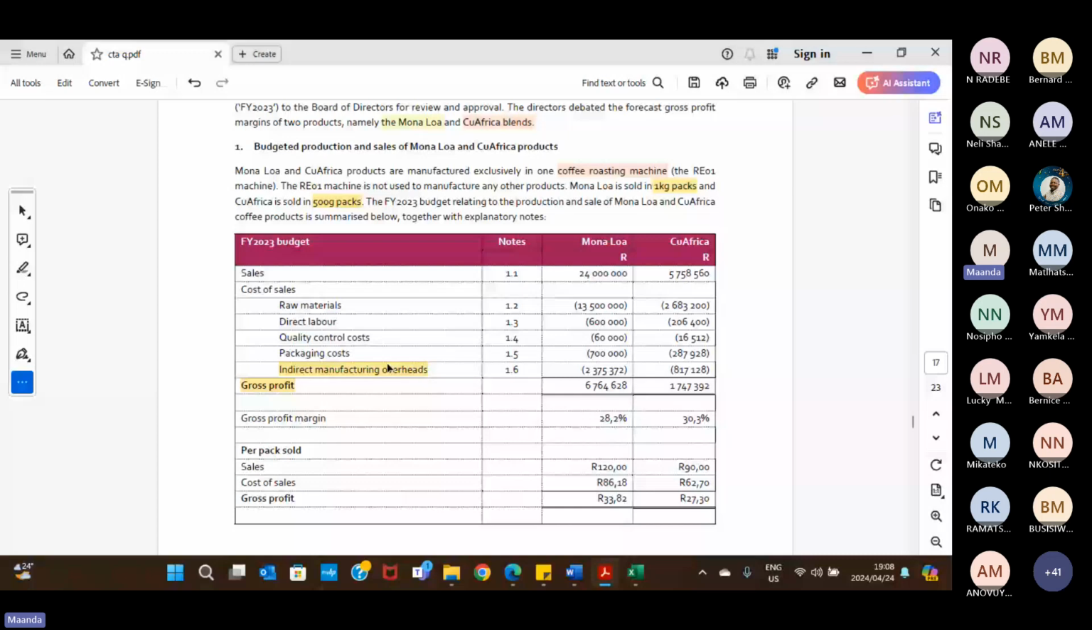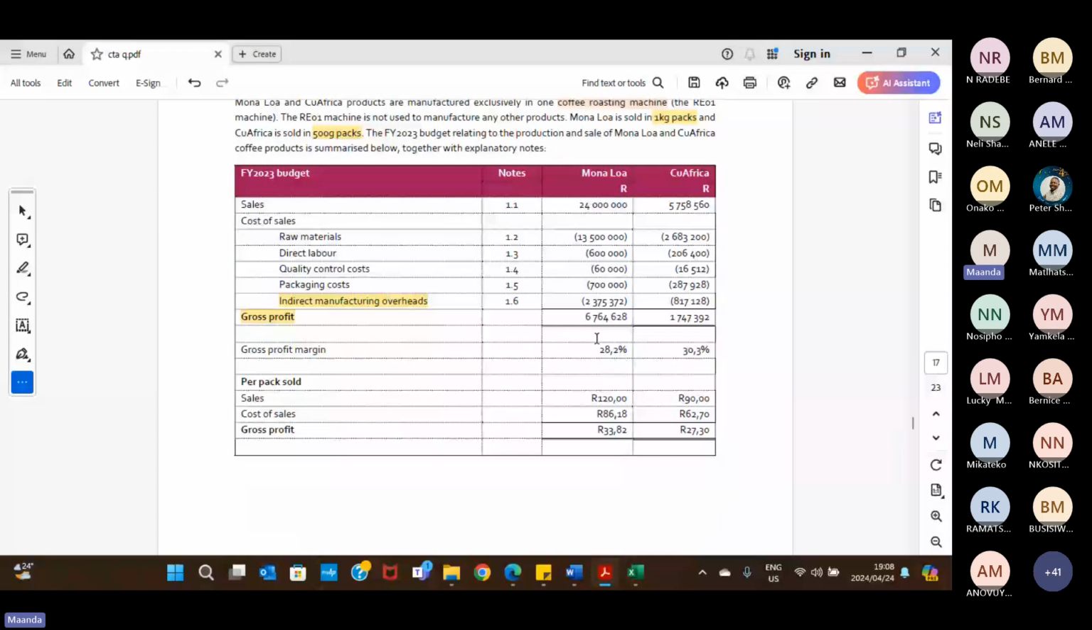Then I have my gross profit margin, which I know how to calculate. I take my gross profit and then my sale to get my gross profit margin. Then per pack, I know I sell this in 1 kg packs, and I know I sell this in 500 gram packs. So for 1 kg, I'm going to sell this at 120. And this becomes my sale, and this becomes my gross profit per pack, right?